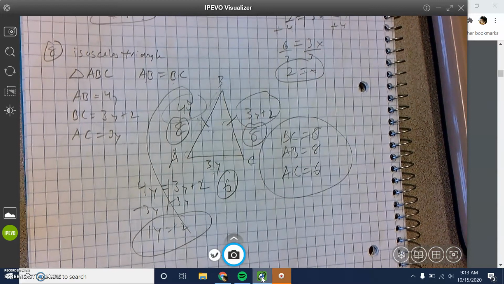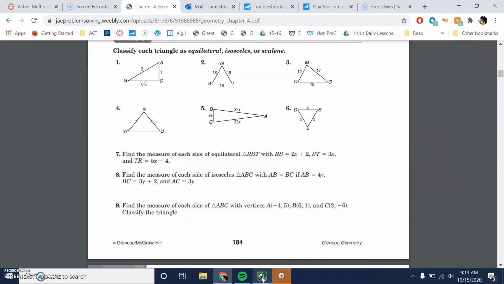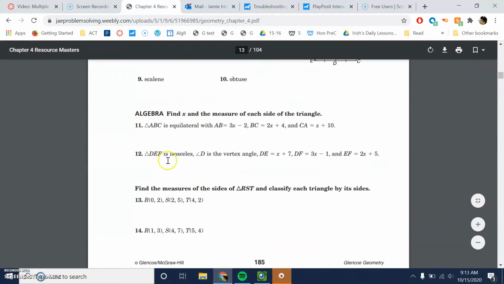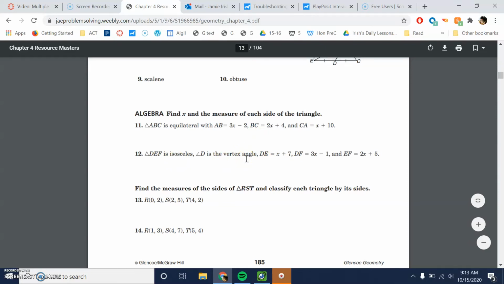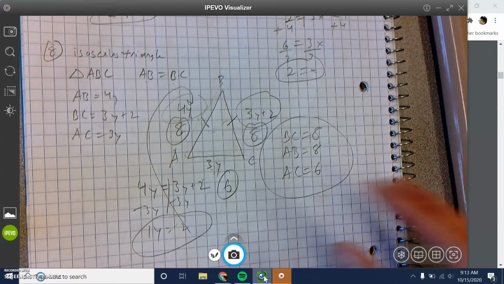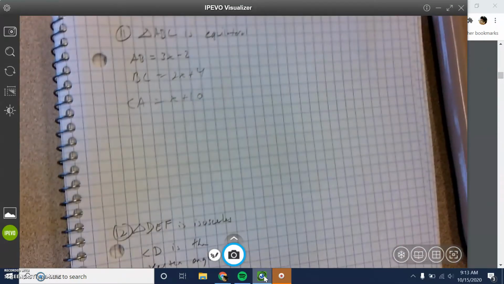All right. Now your turn. Here you go, 11 and 12. Remember vertex angle? Look at your notes if you need. Ready, set, go. Do 11 and 12. All right, let me do it. Here you go. Number 11 and 12.